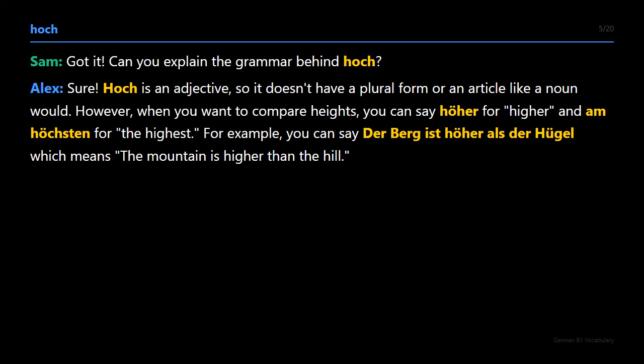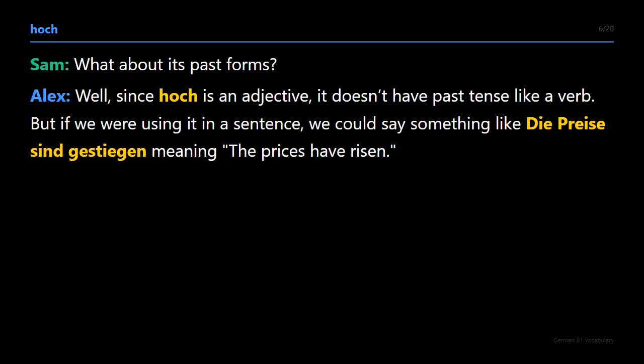What about its past forms? Well, since hoch is an adjective, it doesn't have a past tense like a verb. But if we were using it in a sentence, we could say something like die Preise sind gestiegen, meaning the prices have risen.